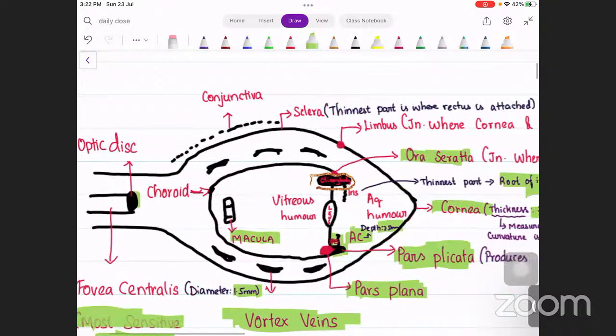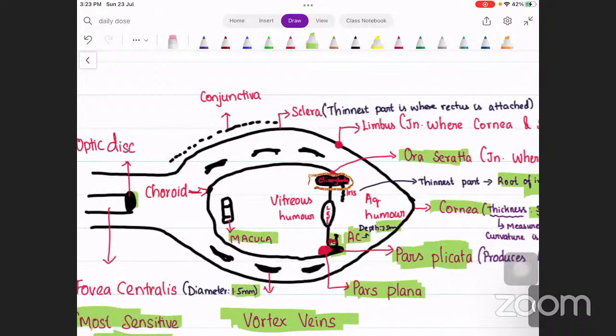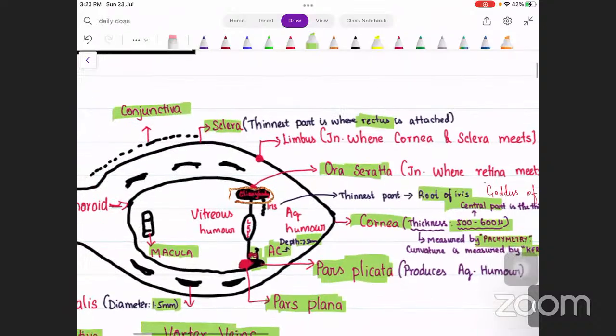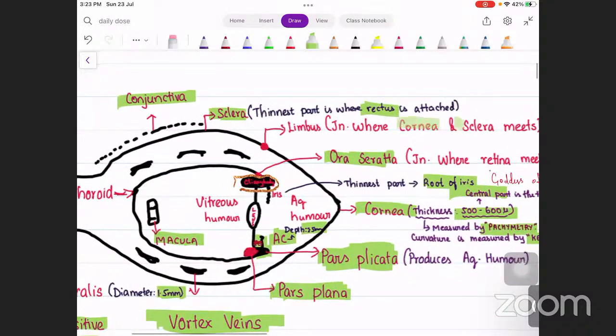So the outermost layer is the cornea, and behind the cornea you have the sclera. The thinnest part is where the rectus is attached. Above the sclera you have the conjunctiva, a thin transparent layer. The junction where the cornea and the sclera meet is called the limbus.